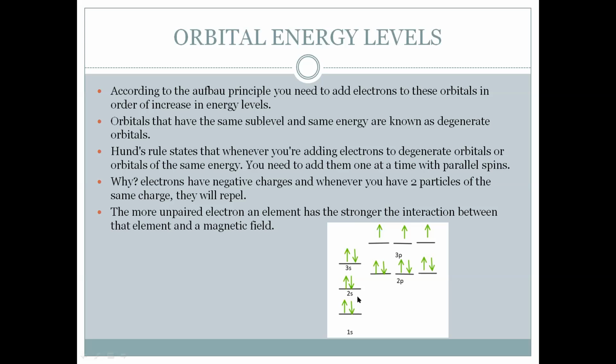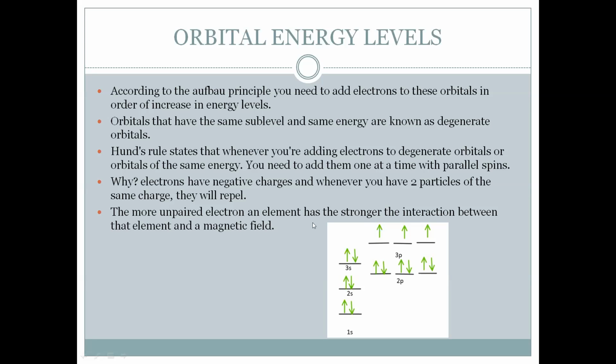Okay, so here we have the 2p sublevel. Now the Aufbau principle doesn't apply to this because there are 3 orbitals with the same energy level. So ano yung uunahin mo dyan? So how can we explain that? That is where Hund's rule comes in. Now, these orbitals that have the same sublevel and the same energy are known as degenerate orbitals. So according to Hund's rule, whenever you're dealing with degenerate orbitals, you need to add those electrons one at a time with parallel spins.